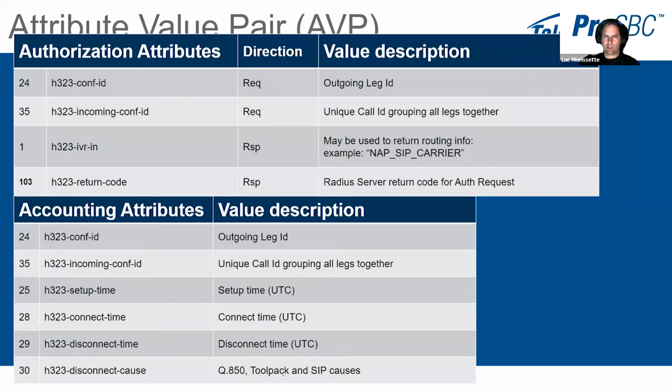We use also, these are the Cisco ones, the conf ID and the incoming conf ID. And this one is important because it's the unique call ID that references the incoming and the outgoing leg. So this one is important.